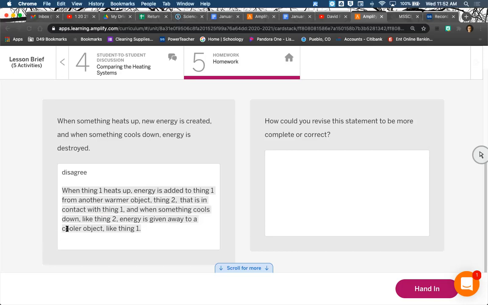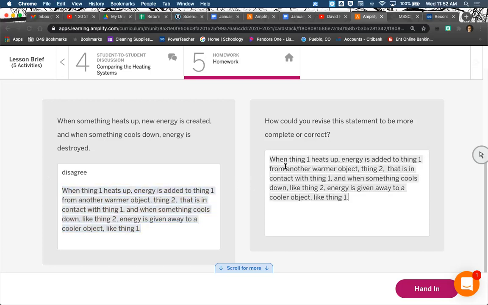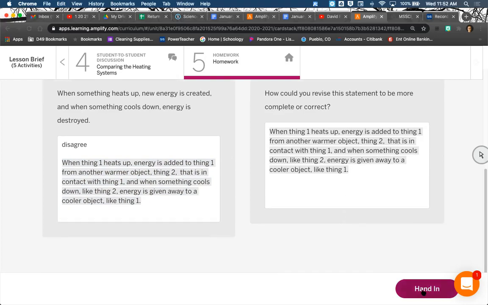And when something cools down, like thing two, energy is given away to a cooler object like thing one. So when we put thing one and two together, if thing two is hotter, it's going to give that energy up to thing one until they both reach the same temperature. So we disagree. Here's our new statement. This is what we're going to put here. How could you revise the statement to be more complete or accurate? That's how I would do it.